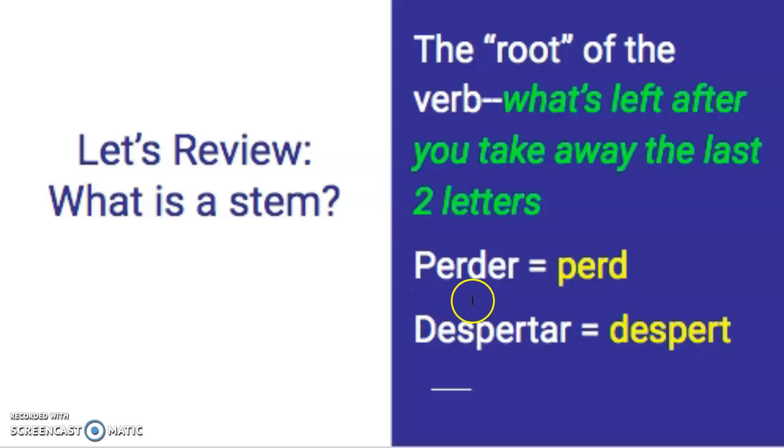So the verb perder, which means to lose, like perdedor, loser. If I get rid of the ER, then I'm left with this as the stem. Same with despertar. If I get rid of the AR, this would be the stem. So basically, the E in the stem is what I'm going to change in those two verbs.